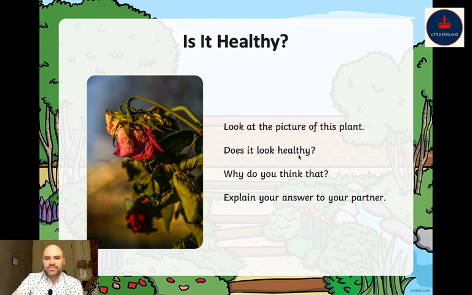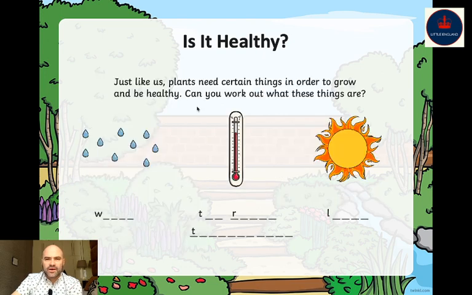Okay. Look at the picture of this plant. Does this plant look healthy? Does this flower look healthy? What do you guys think? It doesn't look healthy, does it? What do you think is wrong with this flower? Can you say to your mom or to your dad or to a friend or to your brother or sister, what do you think is wrong with this flower? Does it have enough water? Or does it have enough light? Or maybe it's too cold for it to grow. Let's find out some more things about how a plant can remain healthy.